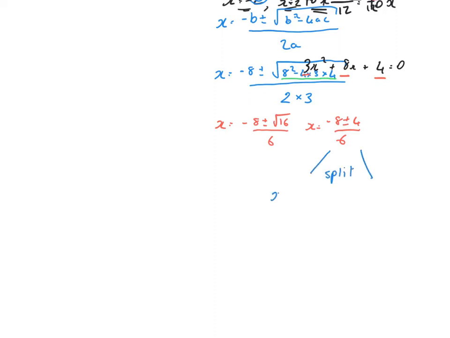Okay, so that's now going to be minus 8 plus 4 over 6, and minus 8 minus 4 over 6. Minus 8 plus 4 is minus 4, so minus 4 over 6. Minus 8 minus 4 is minus 12, so minus 12 over 6. Okay, so that would be minus 0.67 to 2 decimal places, and that would be minus 2.